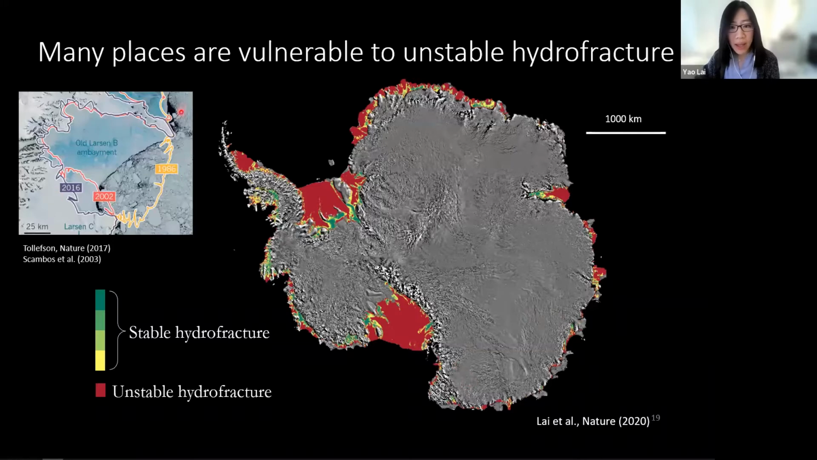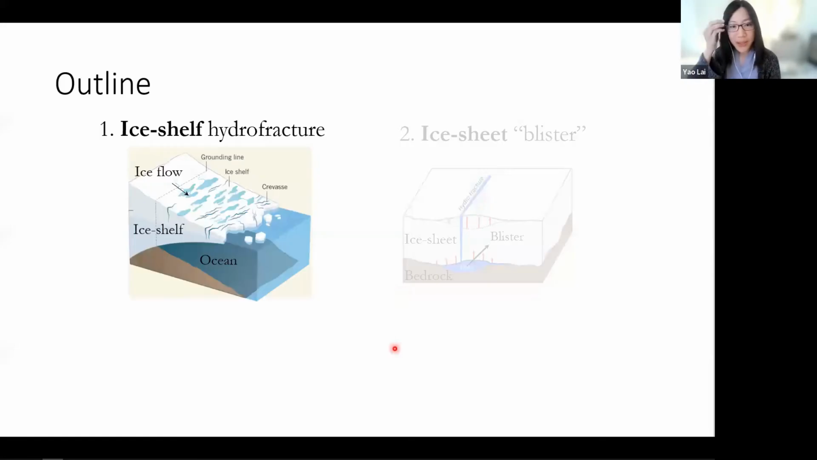And again, unstable hydrofracture is widely believed to be the cause of the collapse of the Larsen B ice shelf. Our result here indicates that a warming climate can potentially threaten the majority of the ice shelves due to the transition from stable to unstable hydrofracture. So that's the first story, and so far I was just focusing on processes on ice shelves.